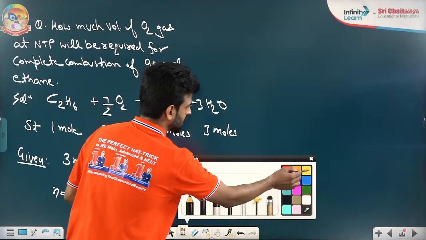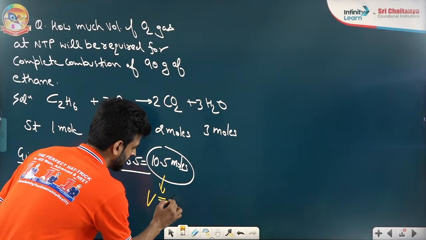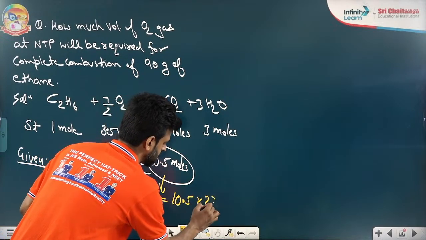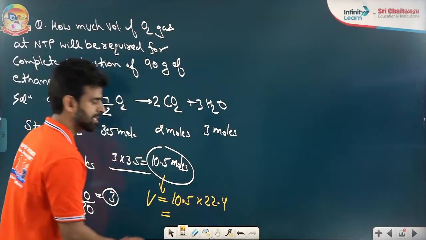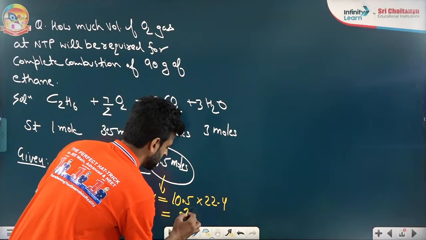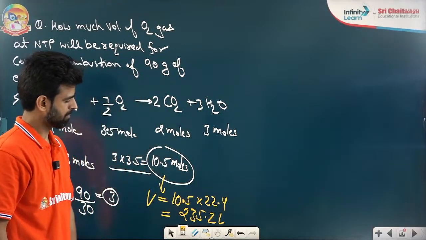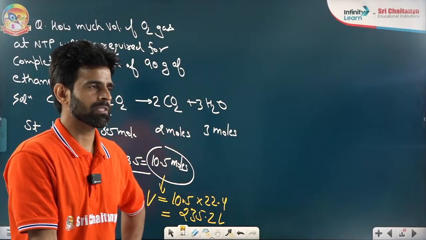But in the question they're asking me volume. So I can make it volume. How? Volume, so we know that moles into 22.4, right? So how much coming from here? Is everyone saying same answer? So I hope this is right only. What is coming? So 235.2, right? 235.2 liter, fine?